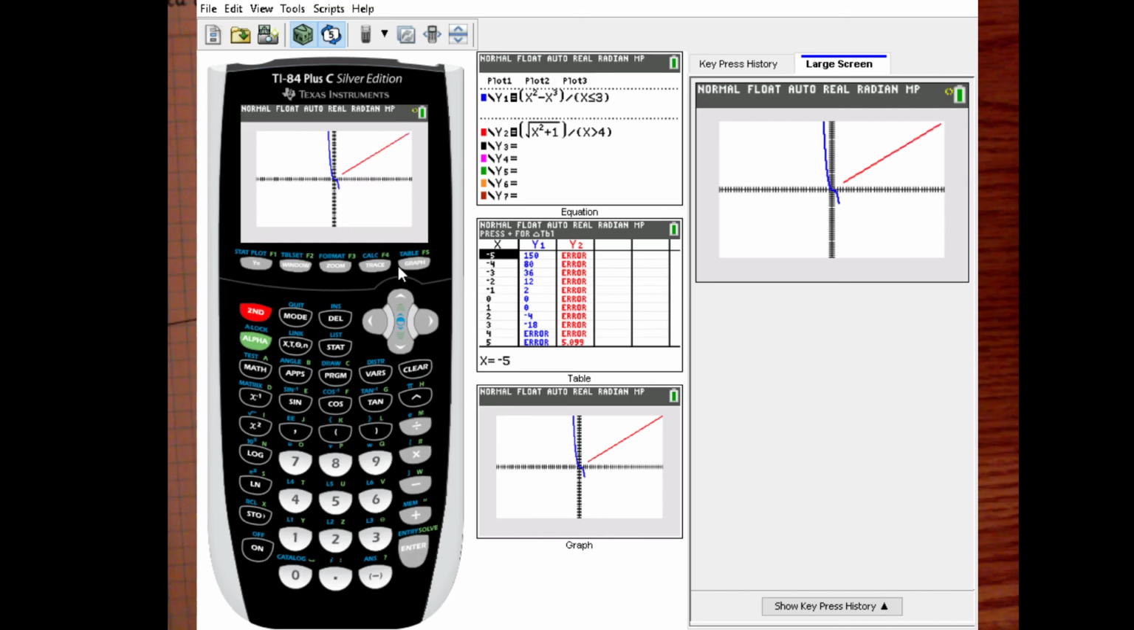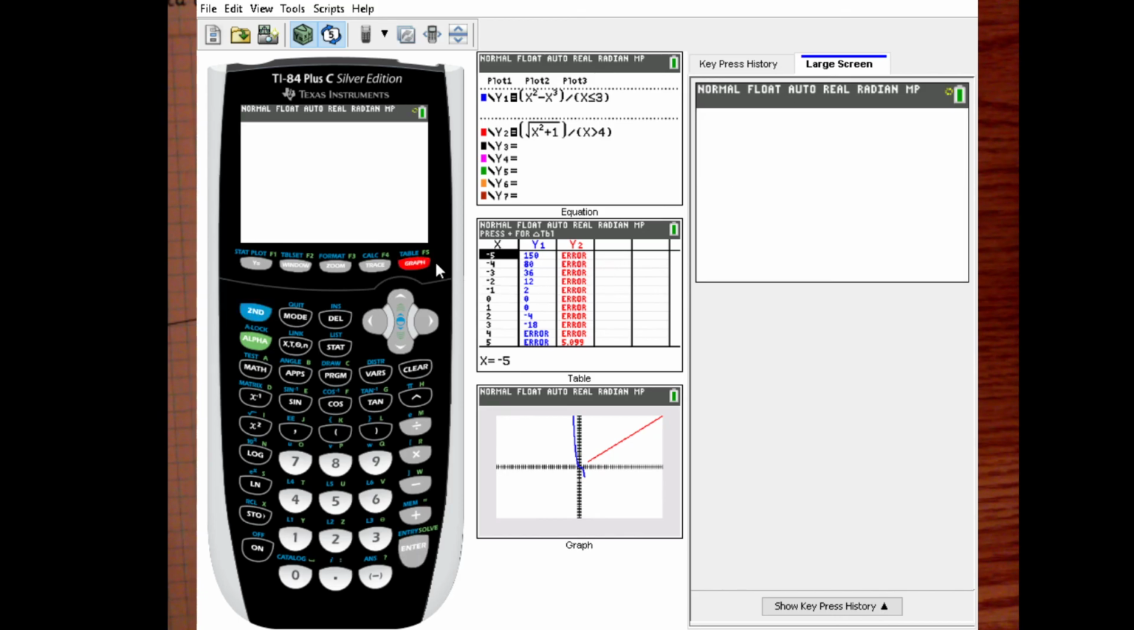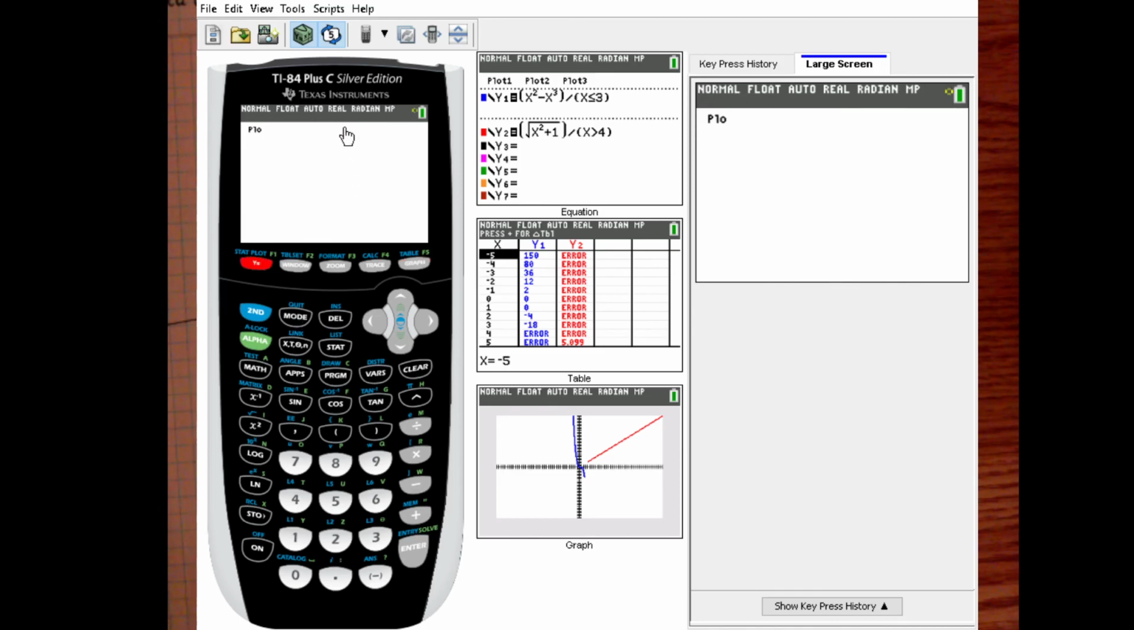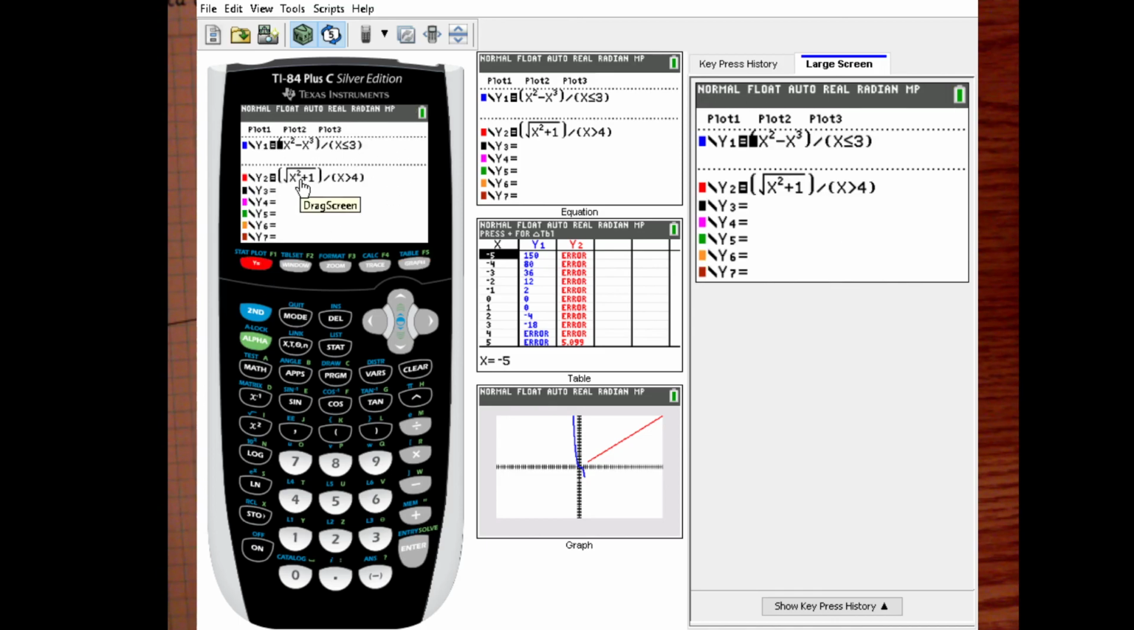The cooler thing is the table feature, which you see over here on the right hand side. Notice how for negative 5 there's a value, for negative 4 there's a value, negative 3, negative 2, negative 1, 0, 1, 2, 3. 3 has a value, meaning 3 is in the domain. 4 does not have a value, meaning 4 cannot be in my domain. And you can switch this up and use this to find any values using the calc command, which is pretty neat. And so this is how you would type it in using a TI-84 instead.